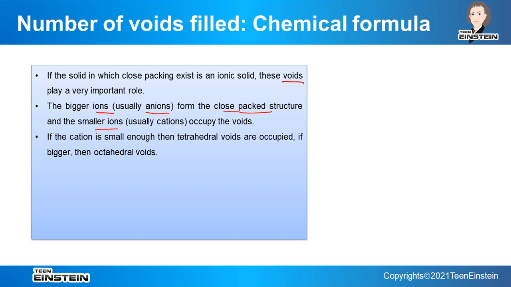Only the cations occupy voids, but the anions reside at the close packed structure. That means where we have the lattice points in the crystal structure, these points are taken by anions, and cations always occupy the voids. Fine. So now there are 2 types of voids, tetrahedral void and octahedral void, and we know that tetrahedral voids are always smaller in size compared to octahedral voids. So if the cation is small enough, because a cation may be small or it may be big, then tetrahedral voids will be occupied, and if it is bigger, then octahedral voids will be occupied. So it depends.